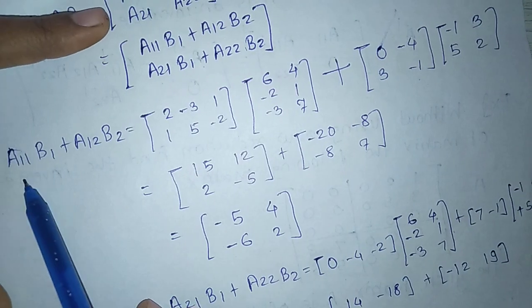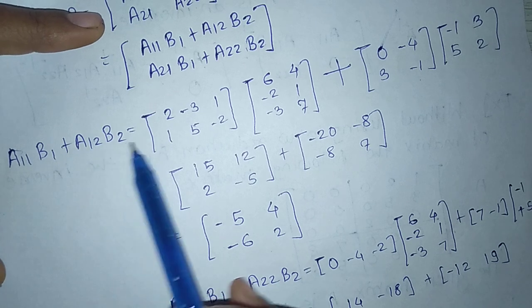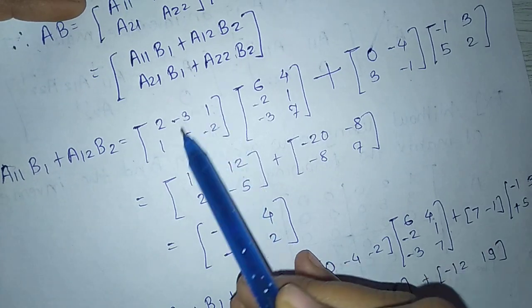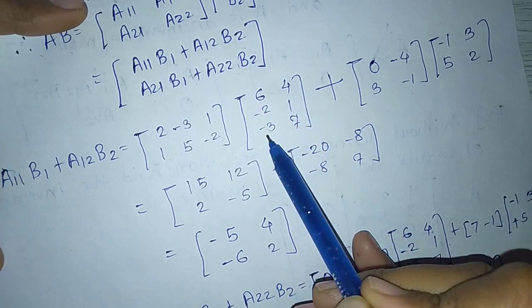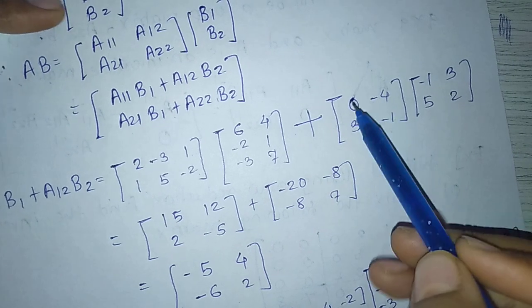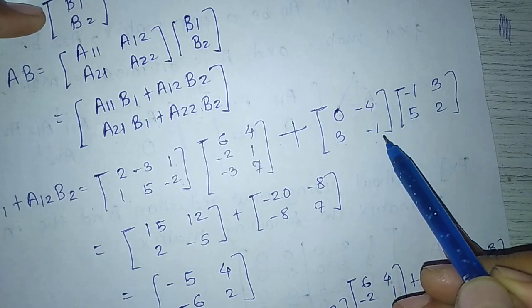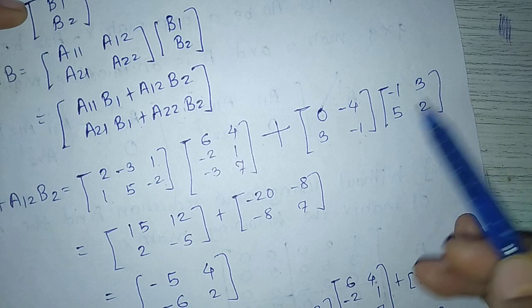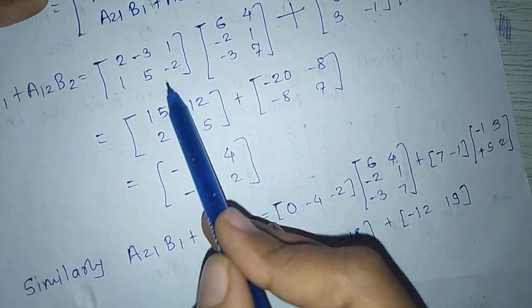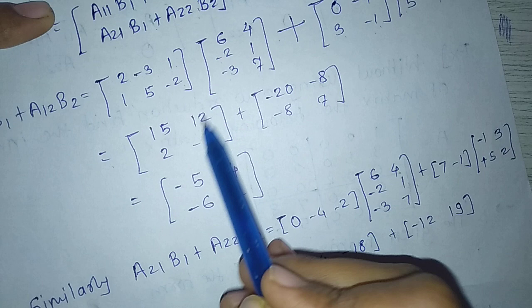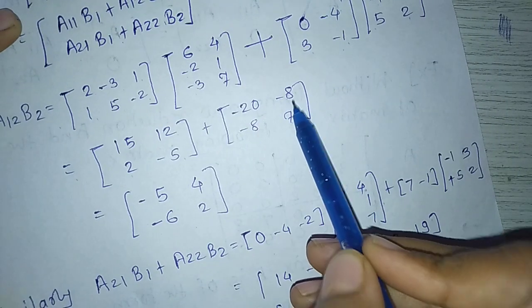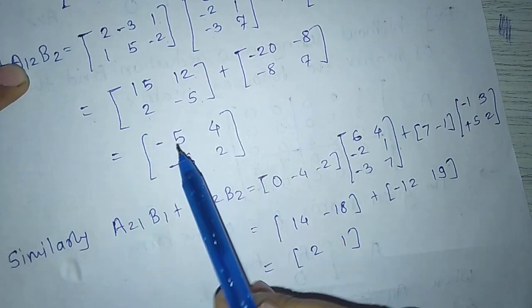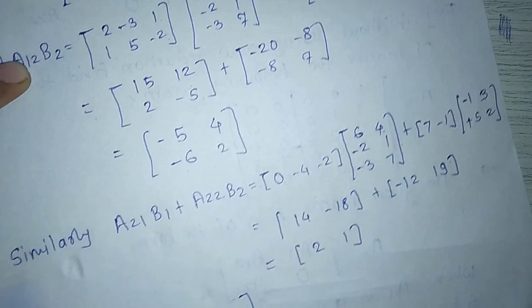First find A11 B1 plus A12 B2 equal to 2 minus 3 1 1 5 minus 2 into B1 is 6 4 minus 2 1 minus 3 7 plus A12 is 0 minus 4 3 minus 1 B2 is minus 1 3 5 2, which is equal to multiplication of these two matrices is 15 12 2 minus 5 and this 2 is minus 20 minus 8 7. Adding these two matrices we get minus 5 4 minus 6 2.